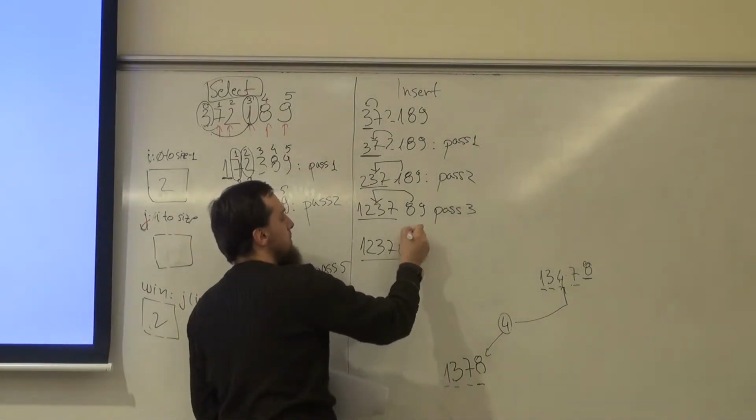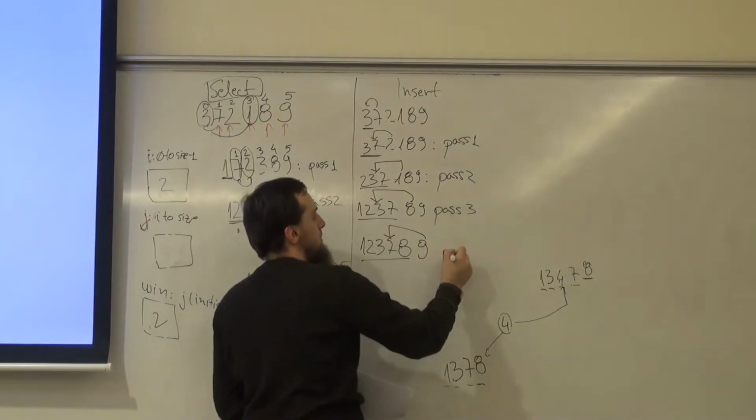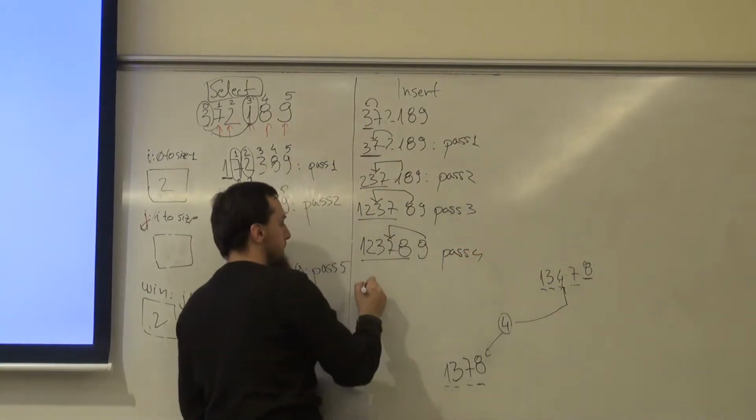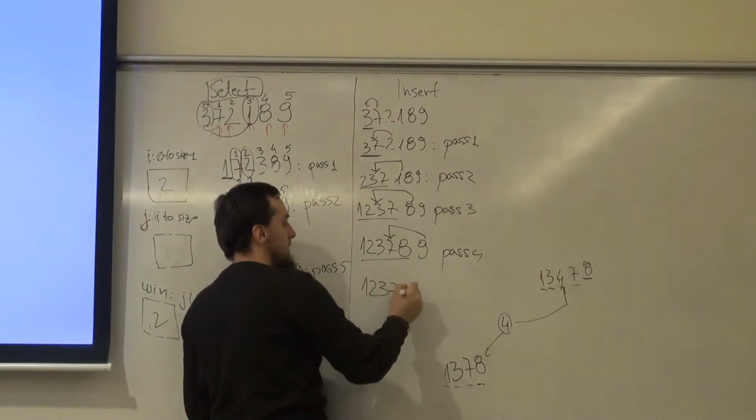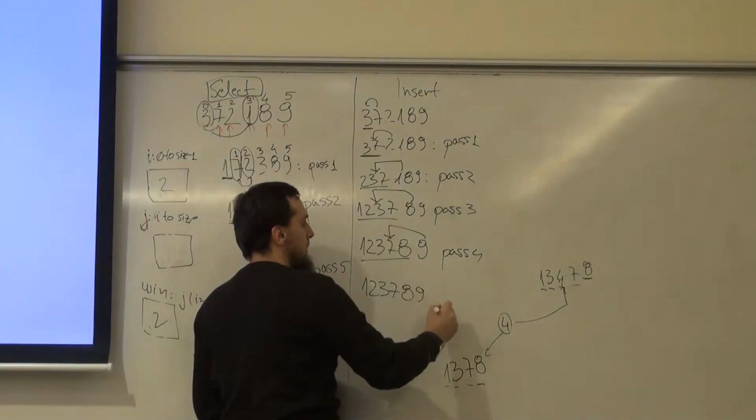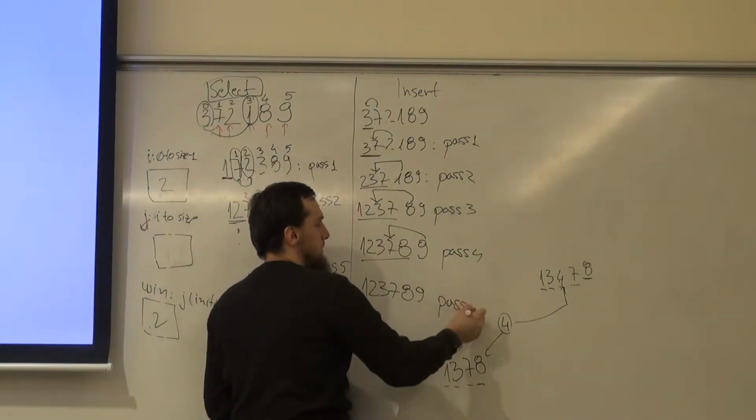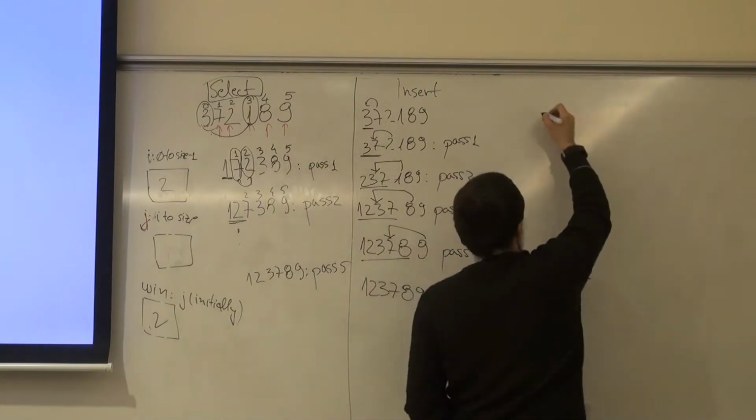And in the end, we put 9 here. This is pass 4 and pass 5. 1, 2, 3, 7, 8, 9. We still don't have to make any shifts. This is pass 5. Okay.